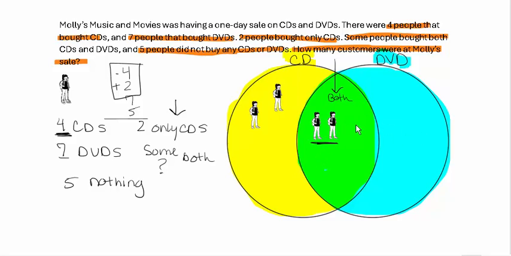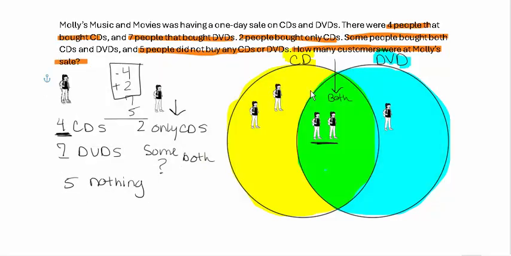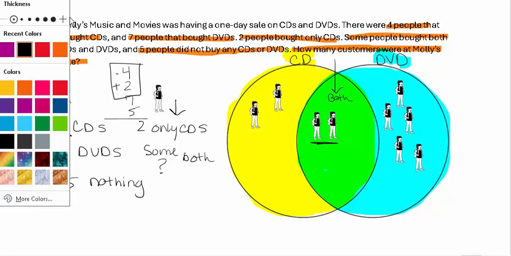So I already have 2 people there for the DVDs. So since I already have 2, how many more people bought DVDs? I have to put 5 more in there. So I'm going to take 5 people and put them over here. 1, 2, 3, 4, 5. All right, let's check if our numbers make sense to the information that we pulled out.